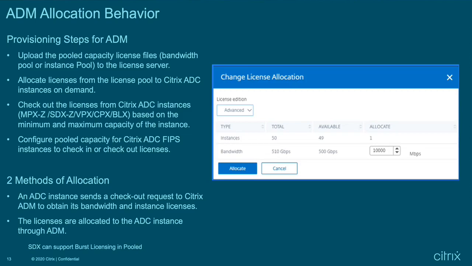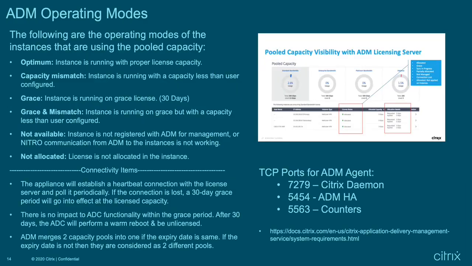Taking a look at ADM's operating modes, if we allocate licenses to a particular ADC, we should see the license status, which is highlighted in a red box in the middle of that screenshot in the upper right-hand side. And we can see there that the license status could be optimum, capacity mismatched, grace. What we should be seeing here is that the licenses are available, the licenses are allocated to the device, and we're going to receive alerts within ADM service.